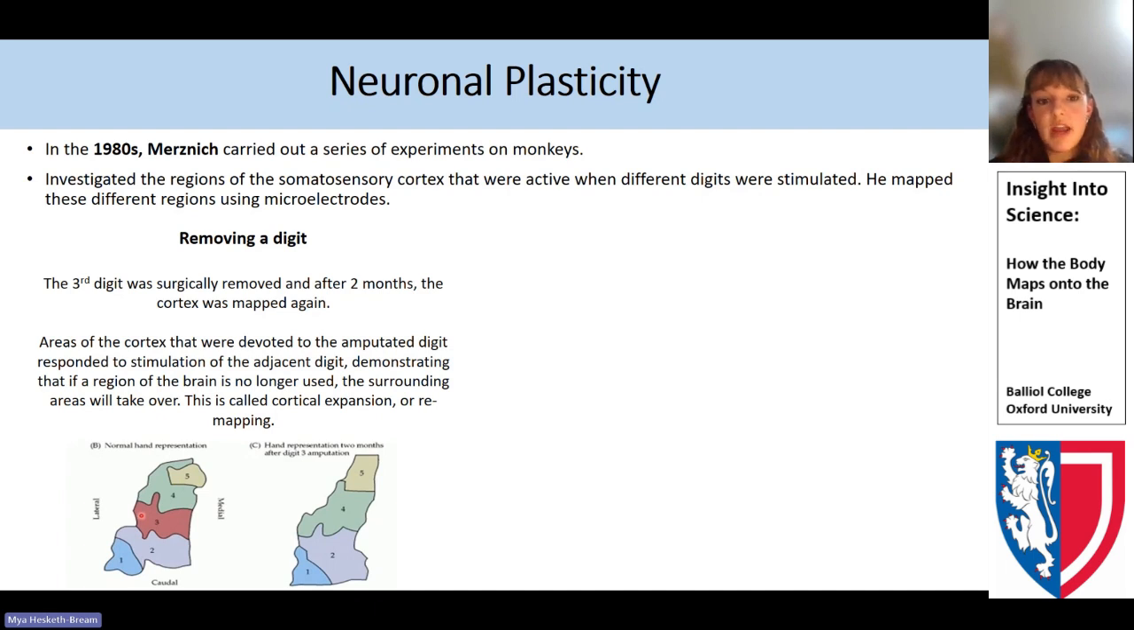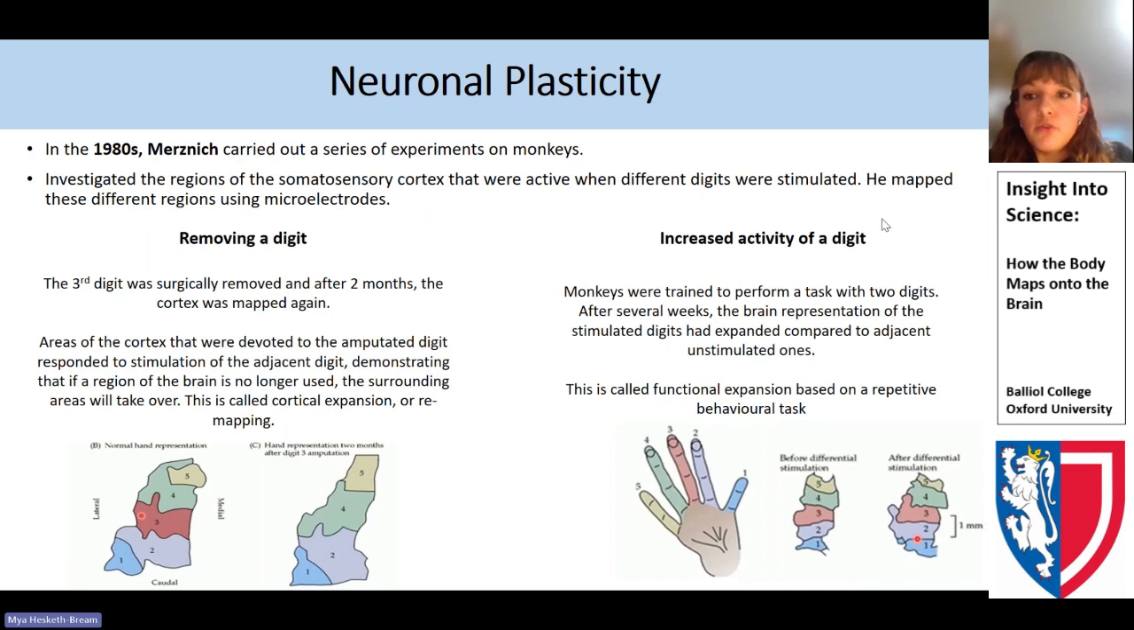If you've got a part of the brain that is no longer used, it's a waste of space, really. So you want to be able to change what that part of the brain is responsible for, because there's no longer information coming from that third finger. So other regions take over and it becomes a useful bit of brain again.